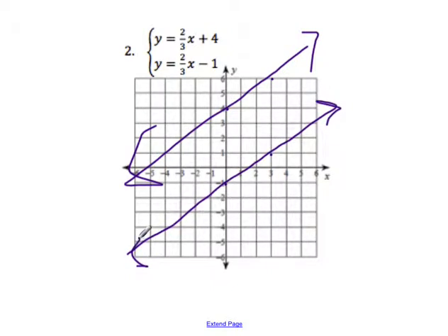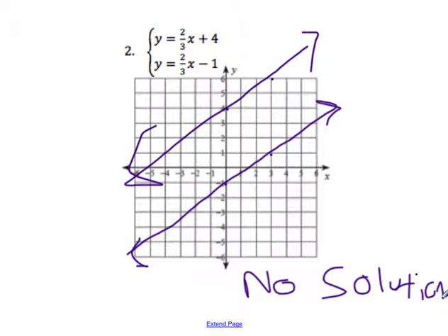So if you'll notice, these two lines have the same slope, and they're not going to cross each other. So that means that there is no solution. Okay? So there is no solution for number 2. Now let's take a look at number 3.